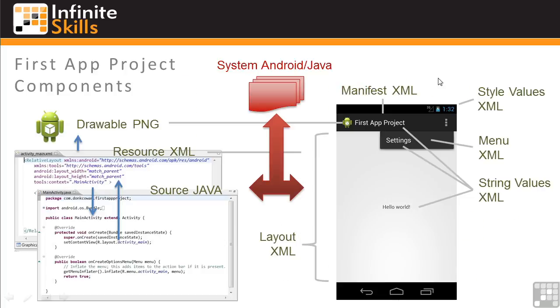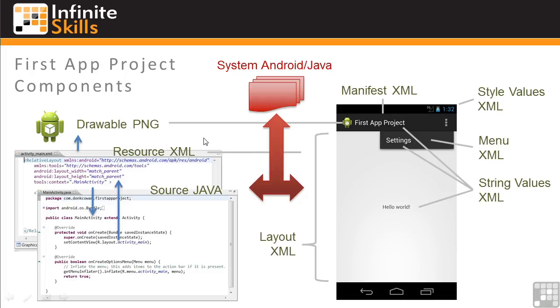On the right of this graphic, you see how various XML files relate to elements on a device screen. Manifest XML code provides global information about your app, such as the app name, shown here in the action bar. Style Values XML code controls the overall look and feel of your user interface. In your first app, you're using the Holo theme Lite with dark action bars. Menu XML code controls the layout of the drop-down menu in the action bar. String Values XML code holds the text for the app name, menu, and main screen display. And the Layout XML code controls the format of your screen and the text displayed.